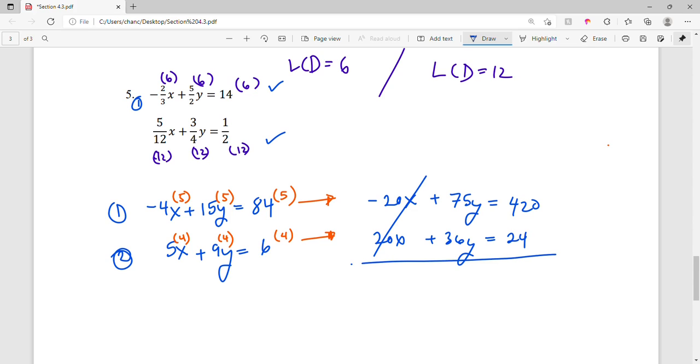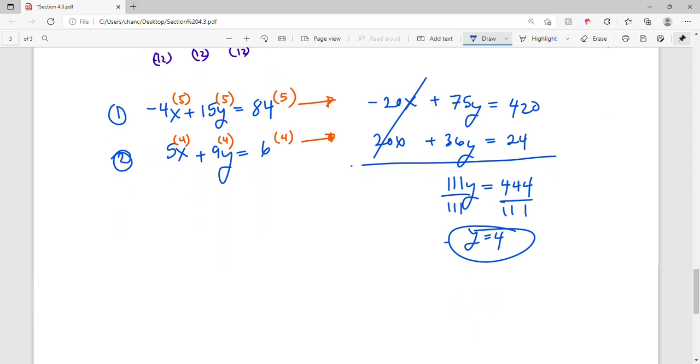If you add these two up, you will realize you have 111y is equal to 444. What a nice number, because that's divisible by 111. y is equal to 4. And now I could substitute that back into any equation I want to solve for x. The easiest one is the second equation, in my opinion.